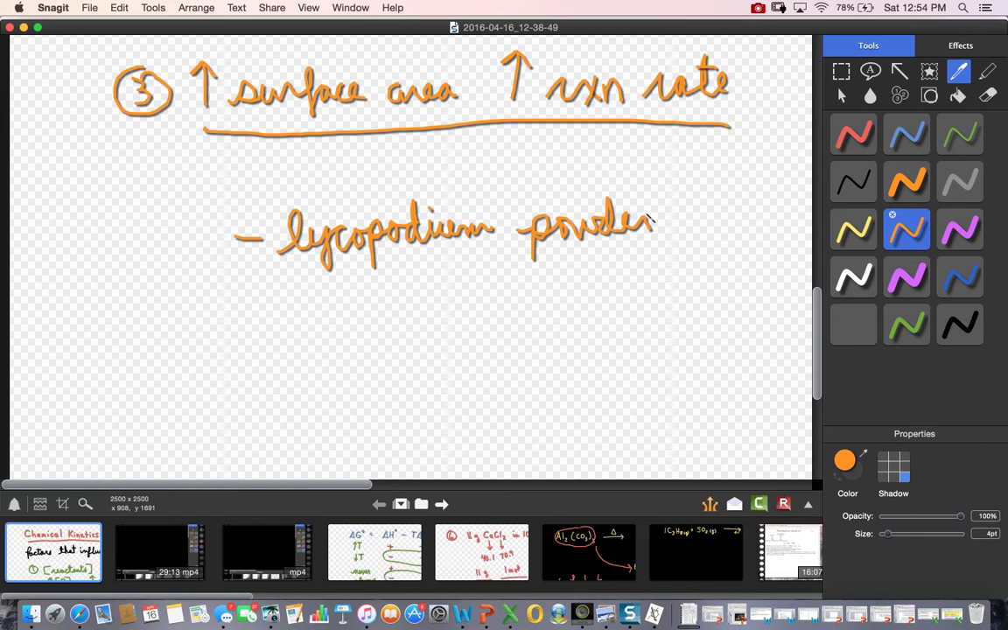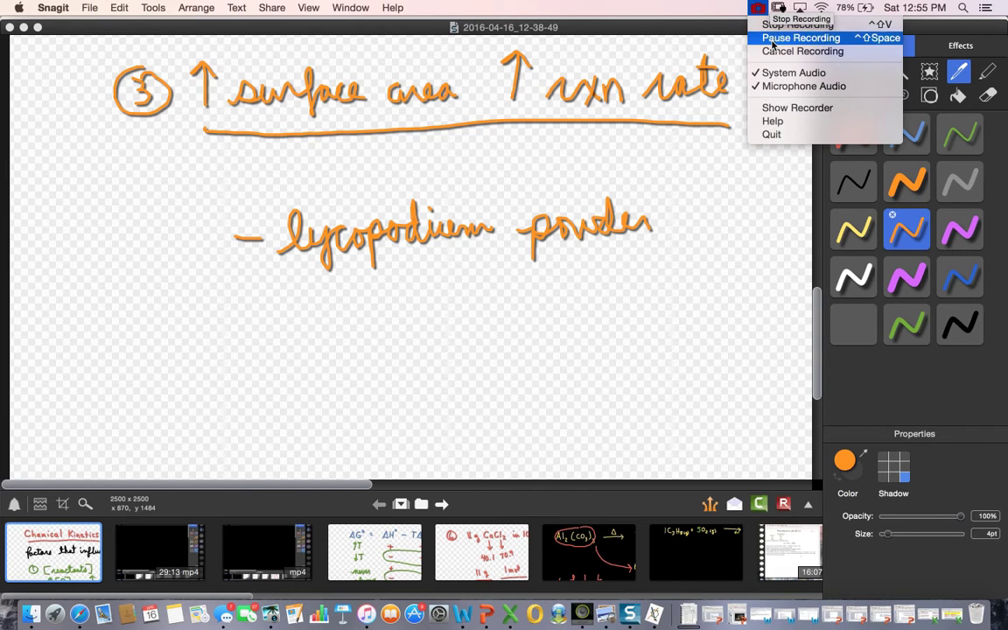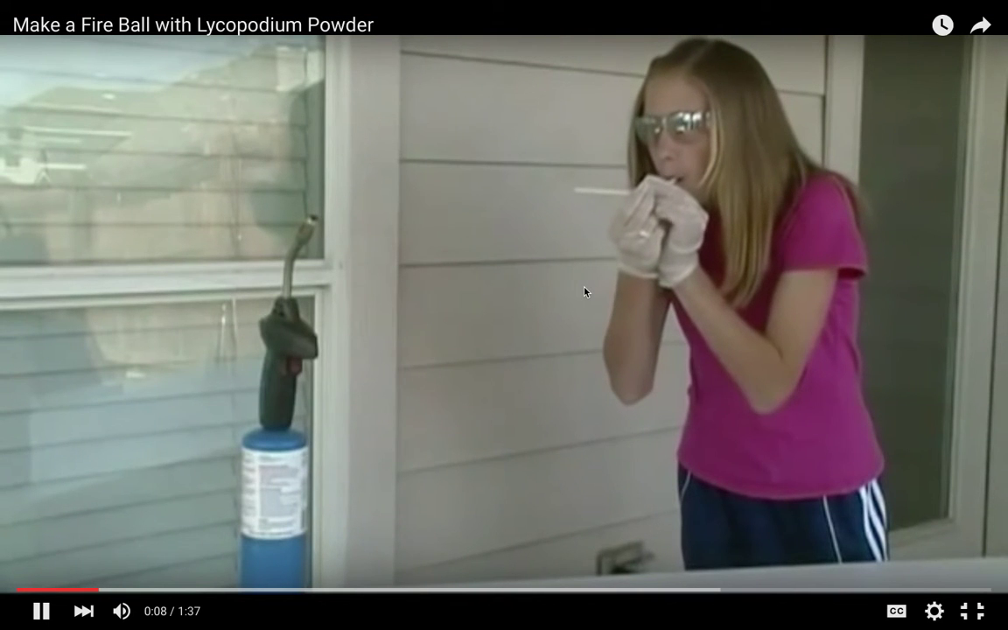But I can increase the surface area if I light a Bunsen burner, put a small amount into a straw, and actually spray the powder over the flame. So I'd like to go to another YouTube video and show you what happens when I increase the surface area, simulating a grain elevator explosion.